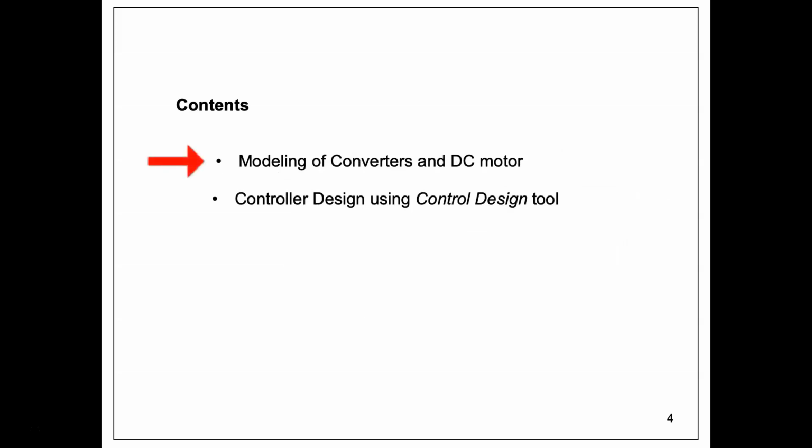In the first part, I will briefly present the control and modeling of power converter and the DC motor. In the second part of the tutorial, we will switch to MATLAB Simulink, and I will show you, using the control design tool in Simulink, how the controllers for the torque and speed loops can be designed.